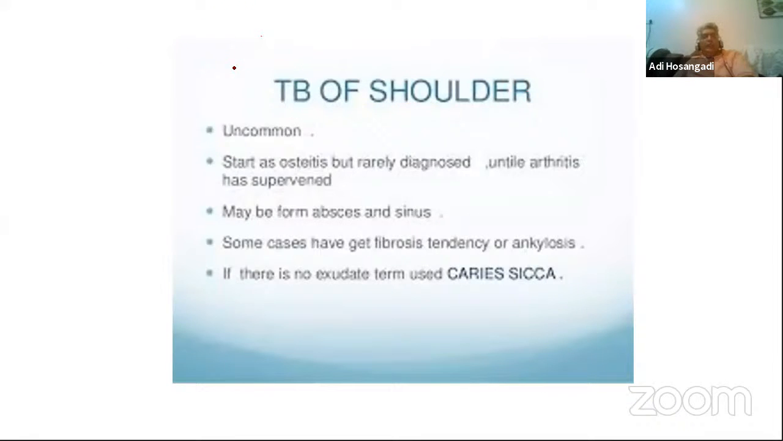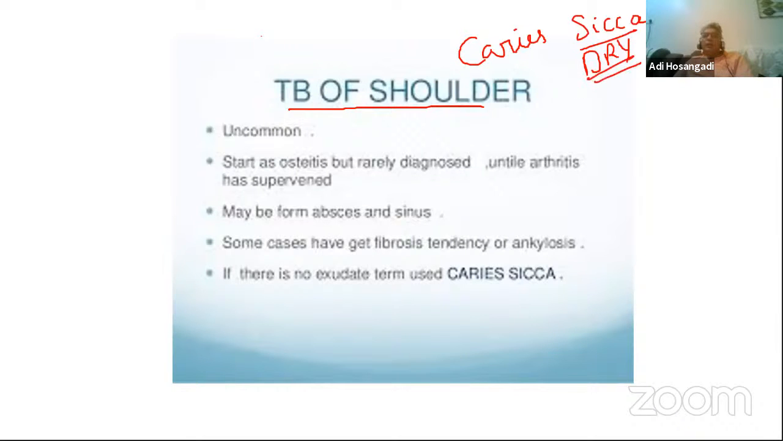One more important thing, I think I have that in a slide. Tuberculosis of the shoulder most commonly presents as caries sicca. You know what the meaning of sicca is? Dry. Sicca syndrome. You have heard of sicca syndrome in pathology? Yes, sir. I will explain what you mean by caries sicca. Caries you know very well.